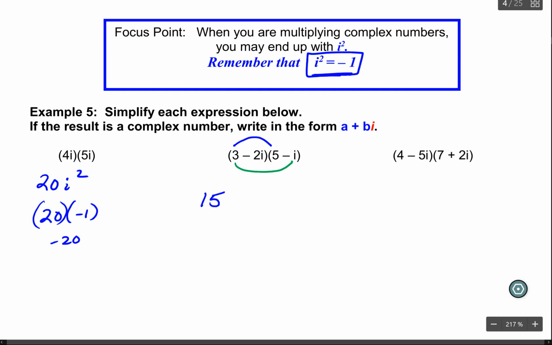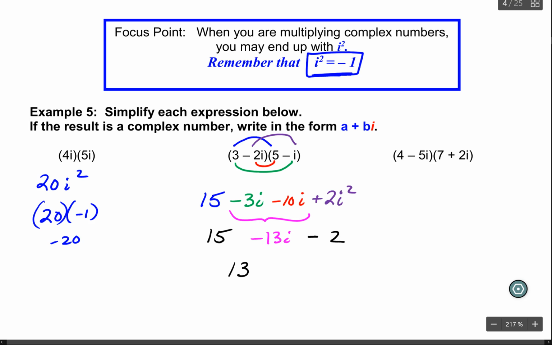Outside, 3 times negative i is negative 3i. Inside, negative 2i times 5 is negative 10i. And last, negative 2i times negative i is positive 2i squared. We're going to combine our like terms in the middle. That gets us negative 13i. Then on either end, we're going to have 15, and this plus 2i squared becomes a minus 2, because remember, i squared equals negative 1. So my final answer is 13 minus 13i.